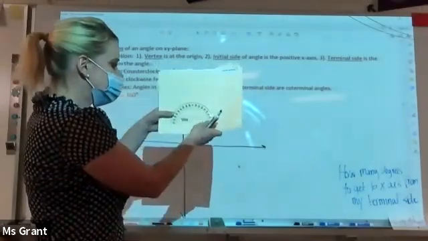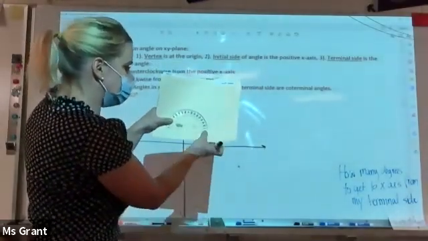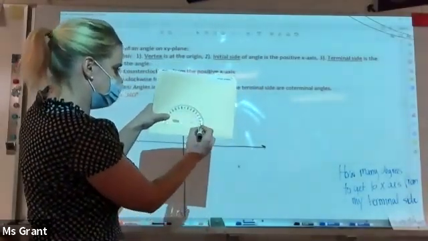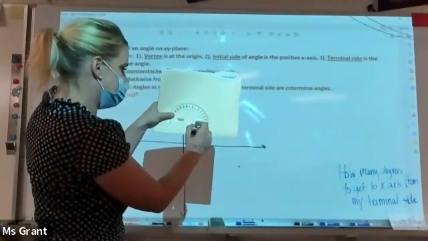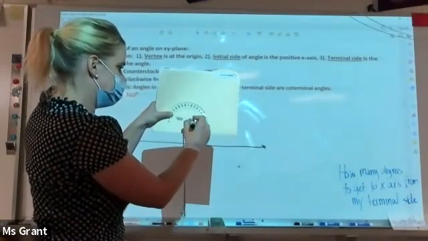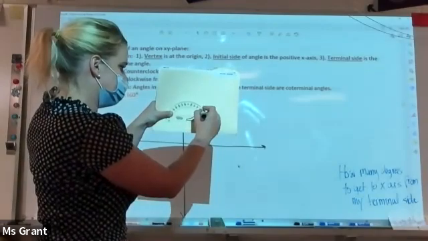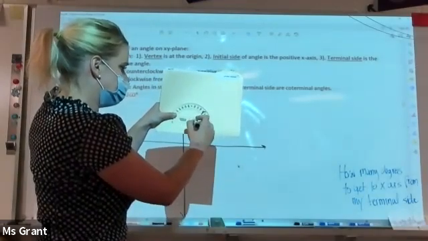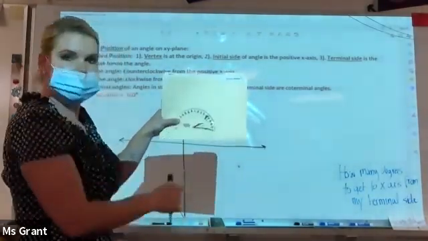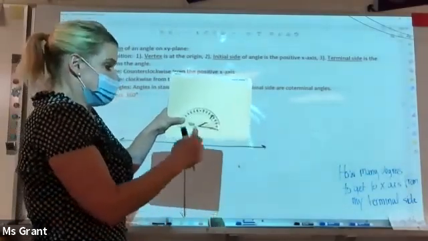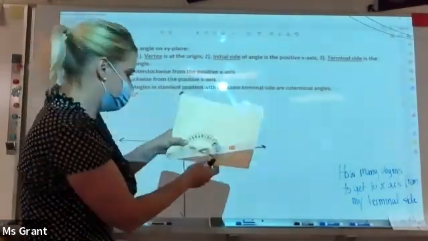So a 45-degree angle would look like this. I'd have it right here, and I'd go up to 45. It'd be like that, which is a super awful angle, but that right there would be 45 degrees. This is on a protractor.